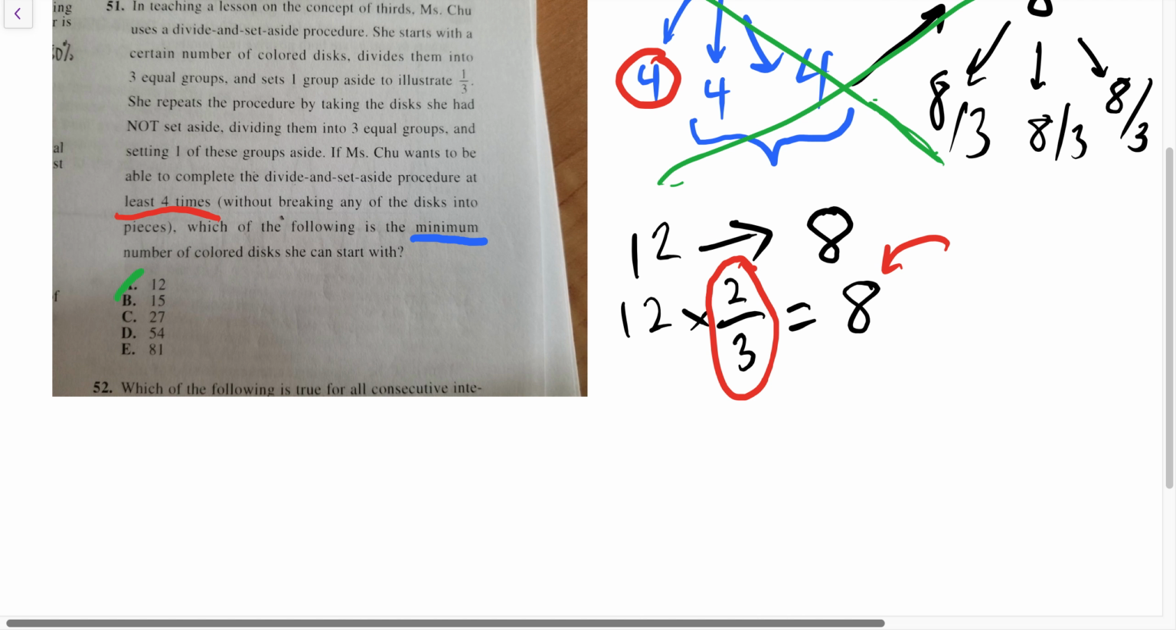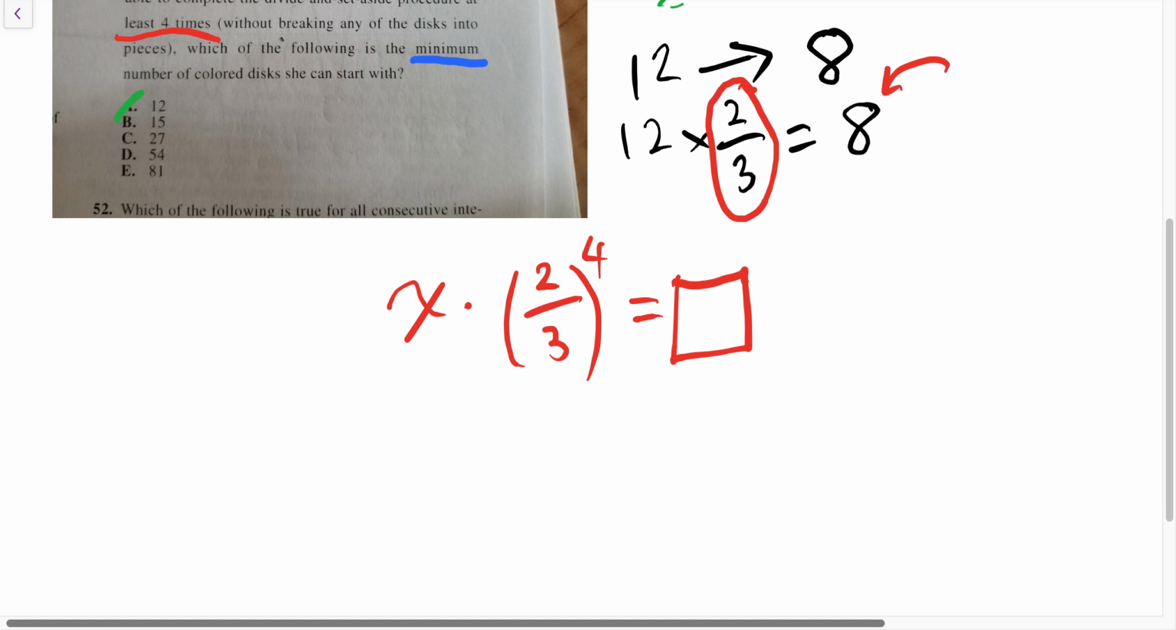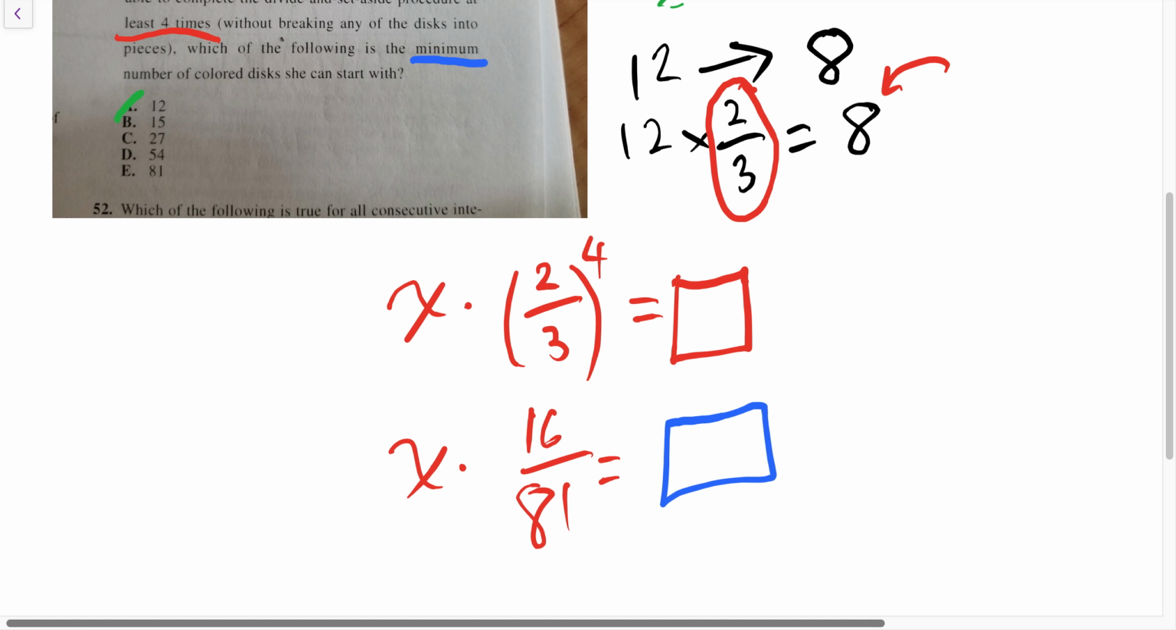And so what number can we take? Let's call it x, that when we multiply by 2 thirds 4 times, we're going to get some whole number. So this is also equivalent to saying x times 16 over 81 is a whole number, right? So what is the smallest x can be? Well, it's going to be 81, right? Because x has to be at least 81 for us to get a whole number here.